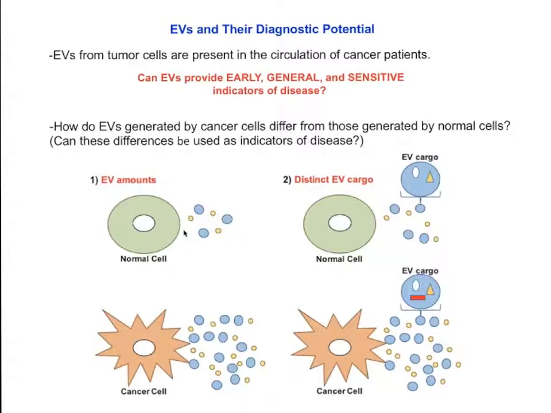Now, the second way that EVs might be used is by looking for distinct cargo that is expressed only in the extracellular vesicles derived from cancer cells. So I'd already mentioned that normal cells make extracellular vesicles. They are in the circulating bloodstream of healthy individuals. But the cancer cells are also making their extracellular vesicles that make their way into the bloodstream. And what we're looking for here, depicted by this red rectangle, is something that's unique to them. So in either case, if we could find how cancer cells are different from these normal cells, that could give us an indication for diagnosing cancer early on.